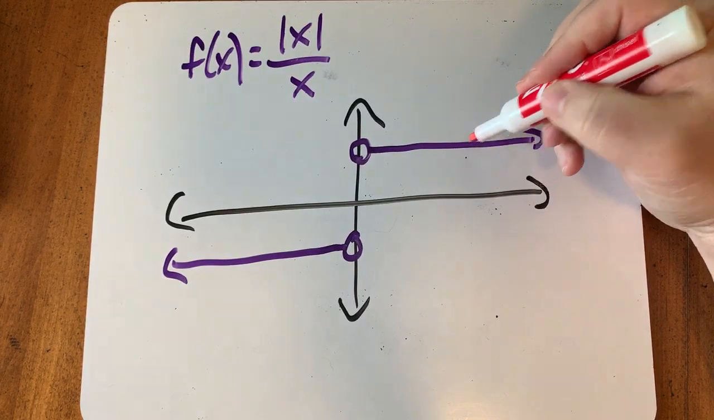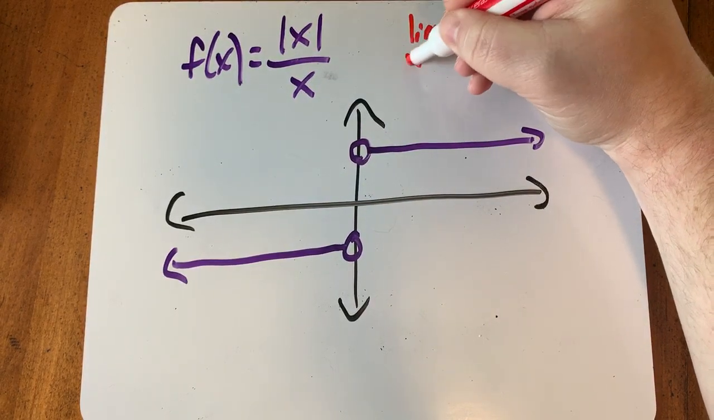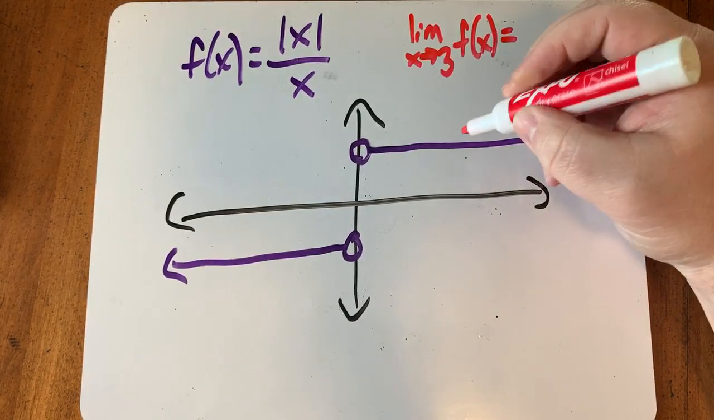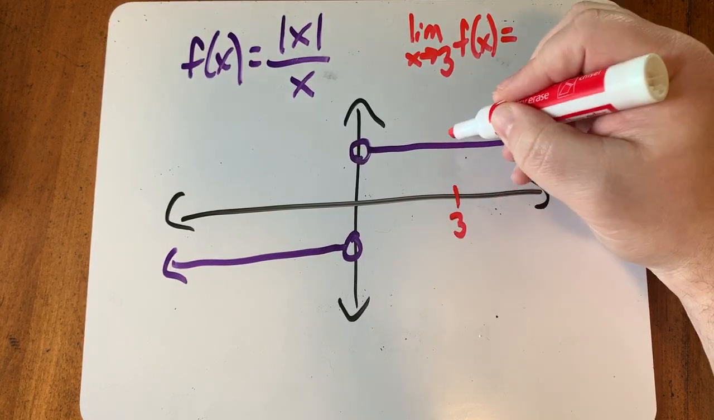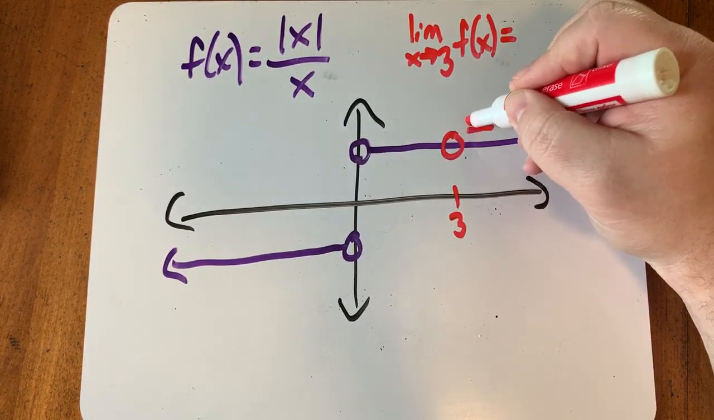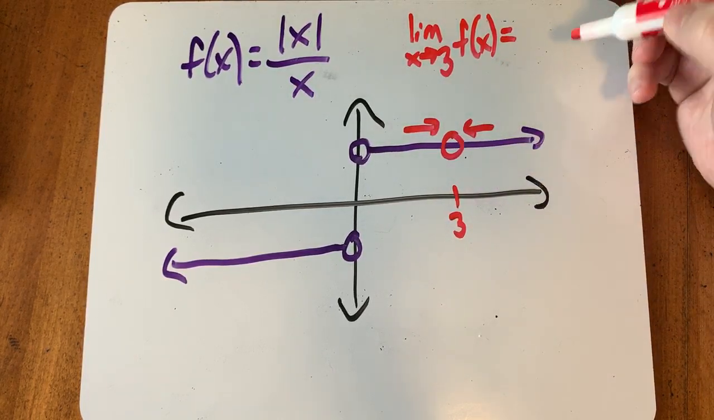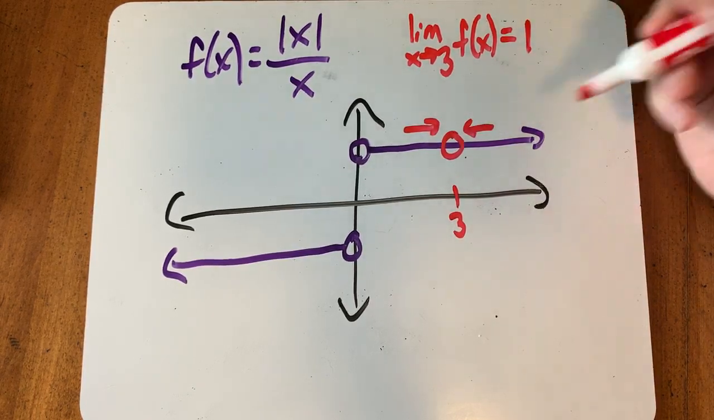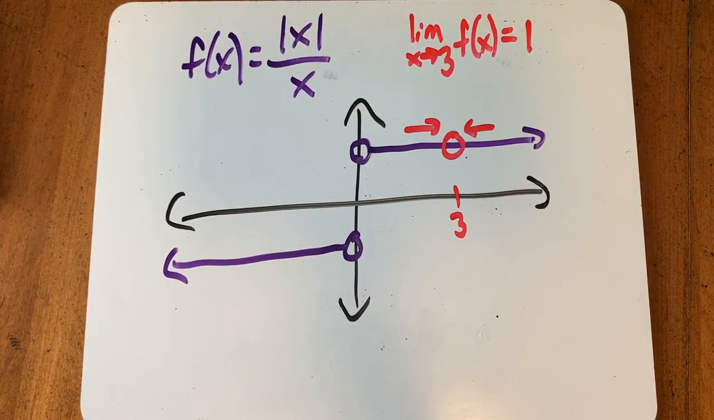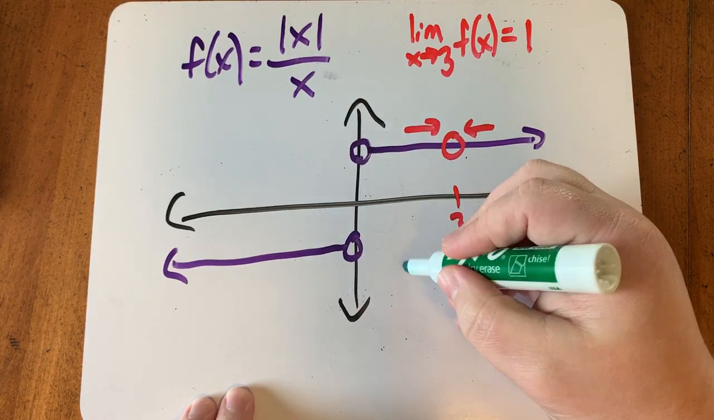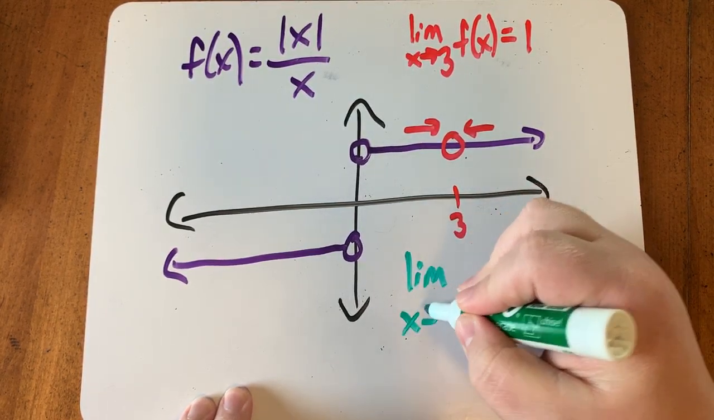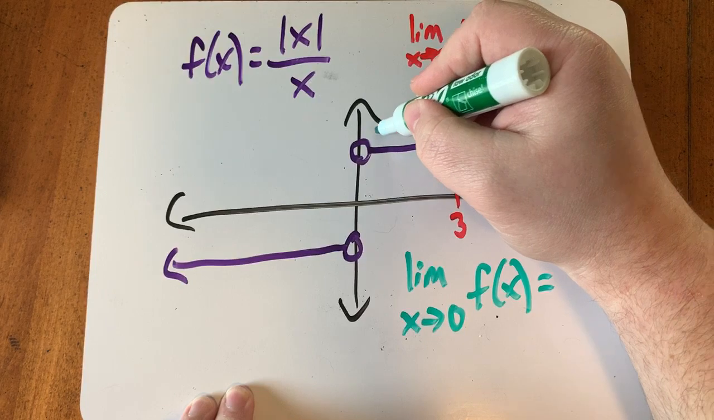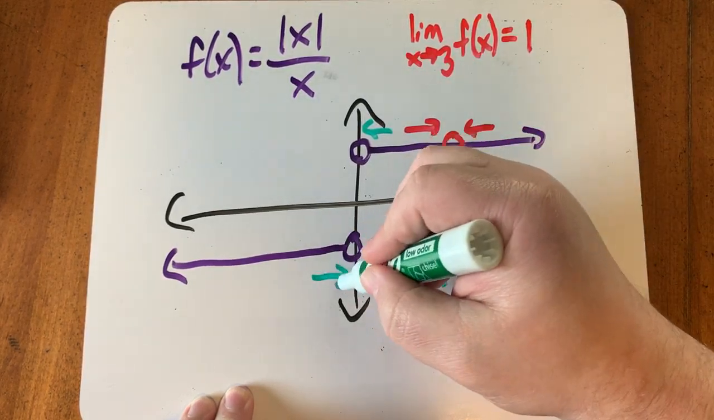Now, if we were to do, say, the limit as x approaches 3 of f of x, let's say 3 is about here. We'd be looking there how it's behaving here. And it's approaching the same y value of 1. So that would be the limit over here. But if we were to look at the limit as x approaches 0 of f of x, well, from this side it's approaching 1, from that side it's approaching -1.